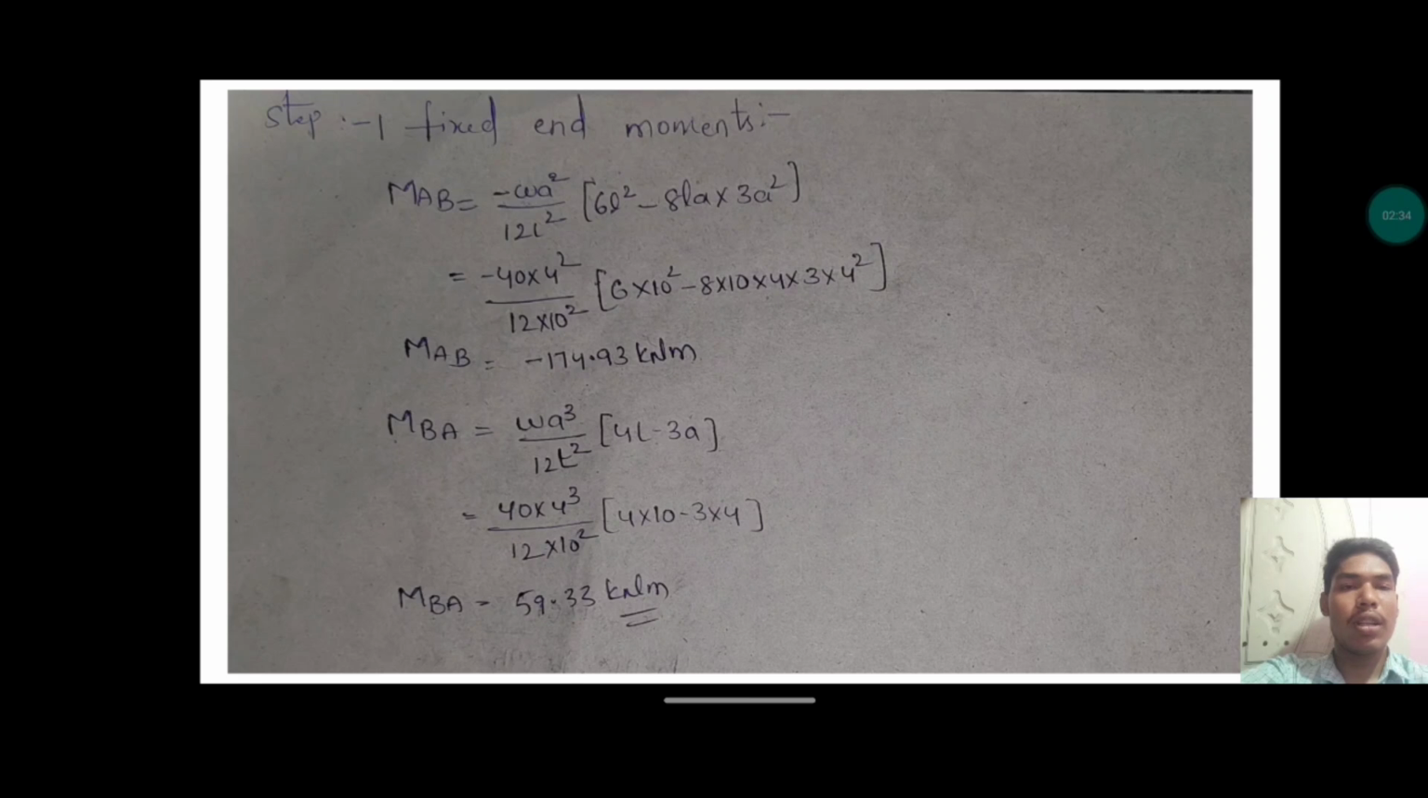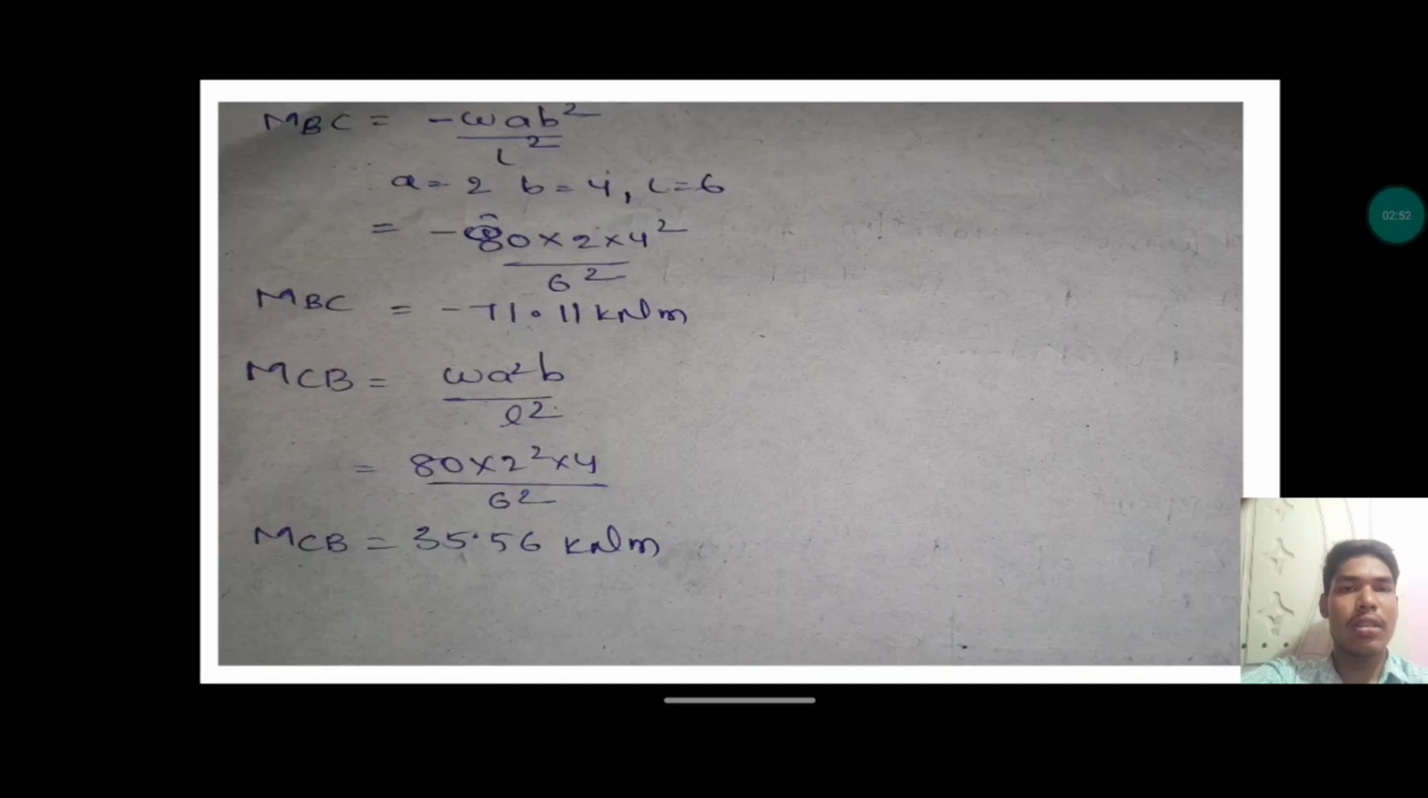Next, we find out the MBA. The formula for the UDL is WA cube by 12L square into 4L minus 3A, that is equal to 40 into 4 cube by 12 into 10 square, then 4 into 10 minus 3 into 4. The MBA is 59.33 kilonewton meter.